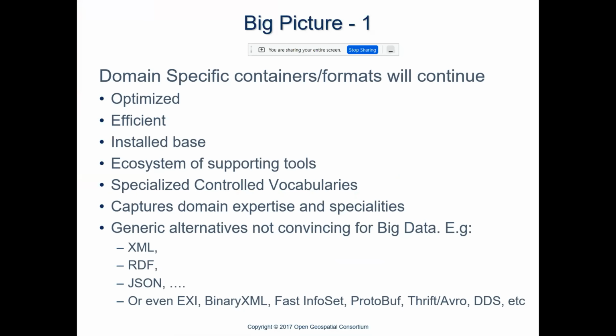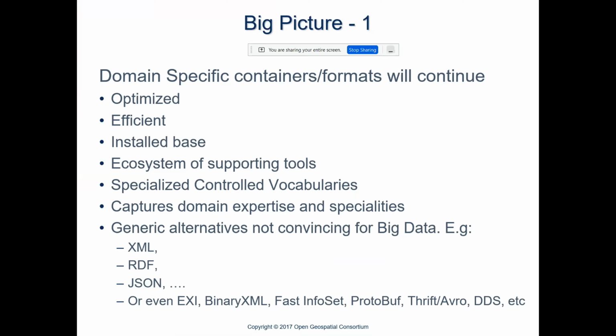So this is my analysis of where we are. We've got a lot of domain-specific containers and formats. In meteorology, it's NetCDF, GRIB, BUFR. In astronomy, it's FITS. In genomics, it's BAM files and VCF files. And they've all got a lot of supporting tools. They're in an ecosystem. The experts understand them. They've got controlled vocabularies. So in that sense, they're not going to go away.